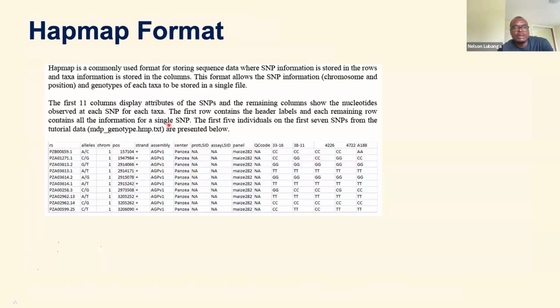The HapMap format is another format that you'll come across, particularly in association analysis. It's simple and human readable, and each row is a SNP. The first columns describe that SNP, and the remaining columns give the genotype call for each sample. It's less compact than the PLINK binary formats, but it's much more readable, which makes it convenient for tools like GAPIT and TASSEL.